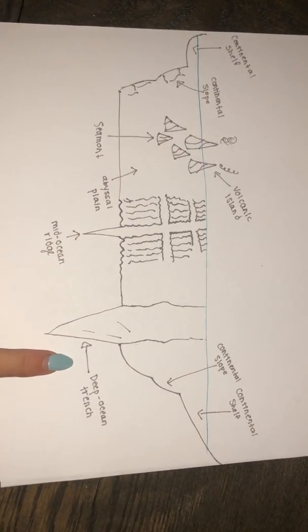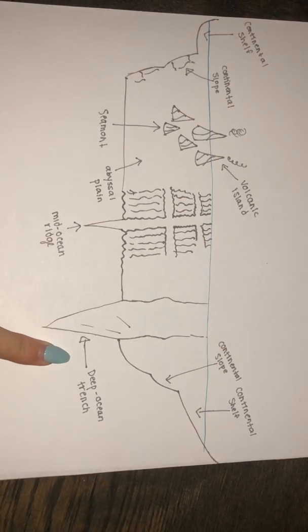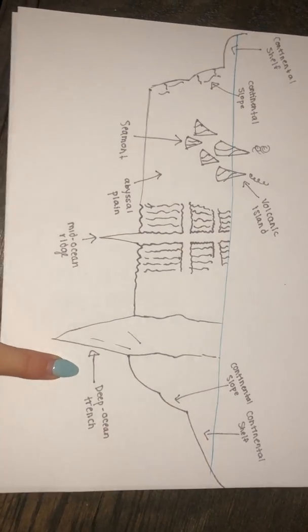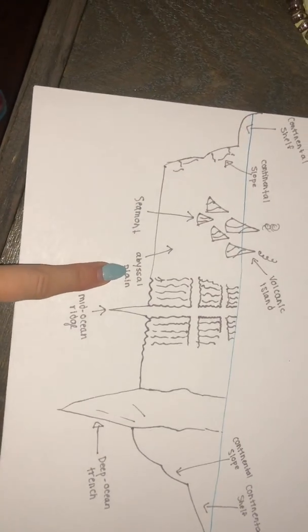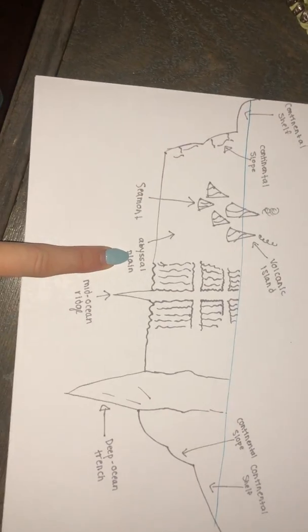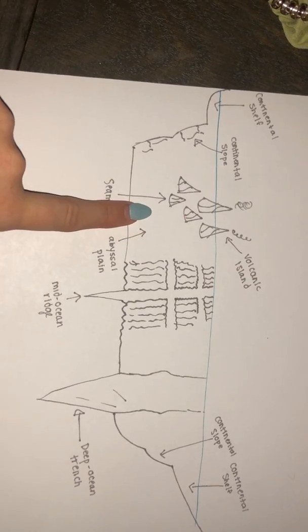The deep ocean trench is a long and narrow topographic depression of the seafloor, which is also the deepest part of the ocean. The abyssal plains are an underwater plain on the deep ocean floor, usually found at depths between 3,000 meters and 6,000 meters, which is also the flattest part of the ocean that you can find.